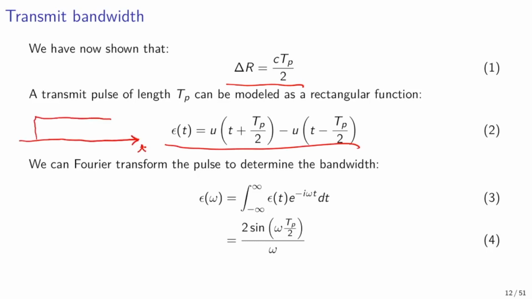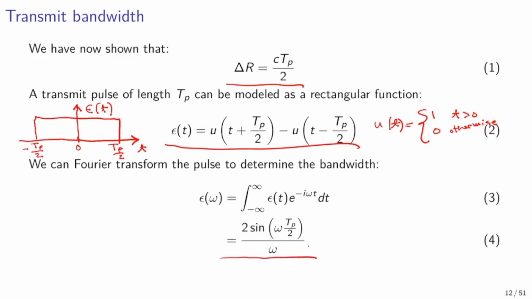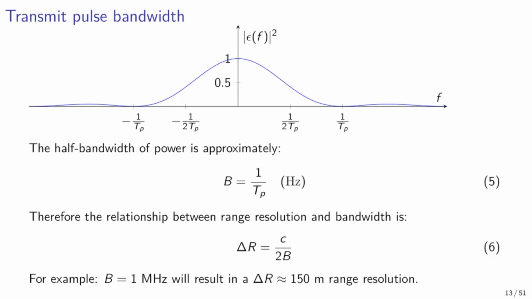A transmit pulse of length t sub p is defined in equation 2, using epsilon. I have used the Heaviside function u of t to define this pulse as a rectangular function. We can relatively easily Fourier transform this pulse and obtain the sinc function shown in equation 4. If we plot this signal in frequency domain using frequency in hertz on the x-axis and the spectral power on the y-axis, we can see that the half power bandwidth of the transmit pulse is approximately 1 over pulse length in units of hertz.